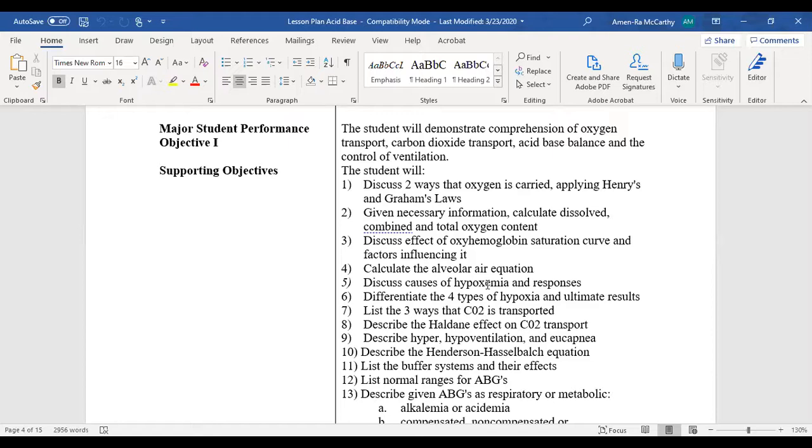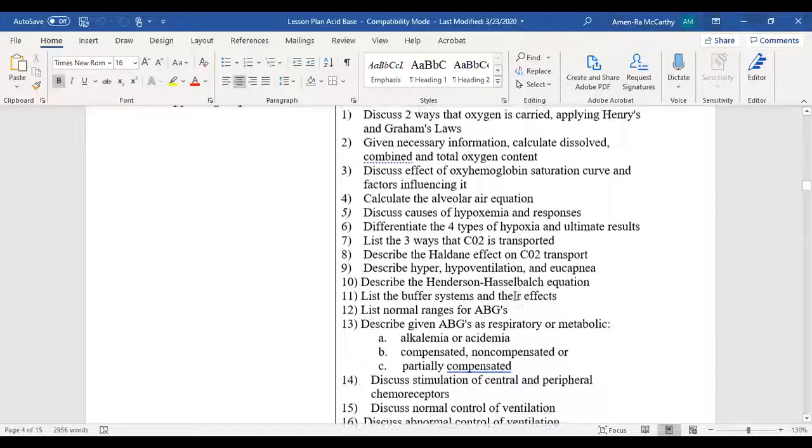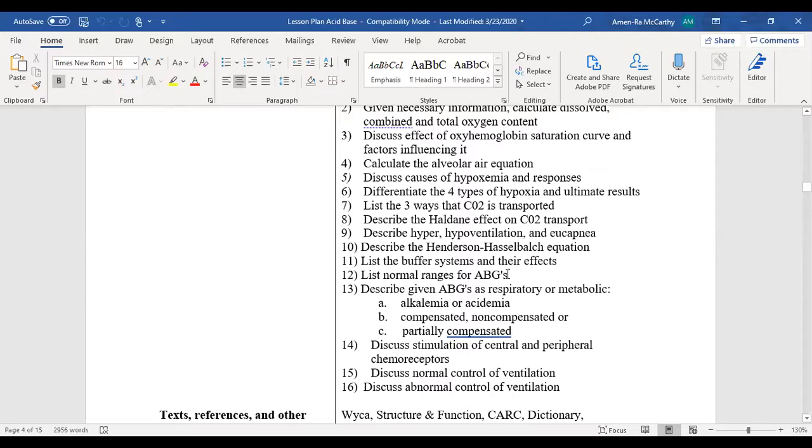You're going to list the buffer systems and their effects. Buffer systems are, if we become too acidic, then there are buffering systems in the body that bring that acid down some. And then that's when we start getting into our ABGs. That's when you start learning ABGs, the normal ranges for ABGs, what they mean, right? Whether the ABG is a respiratory issue or a metabolic issue. Now if it's a respiratory issue, that means it's a what issue? Use your AKAs. If it's a respiratory issue, that means it's ventilation or a CO2 issue. The CO2 is the problem, okay?